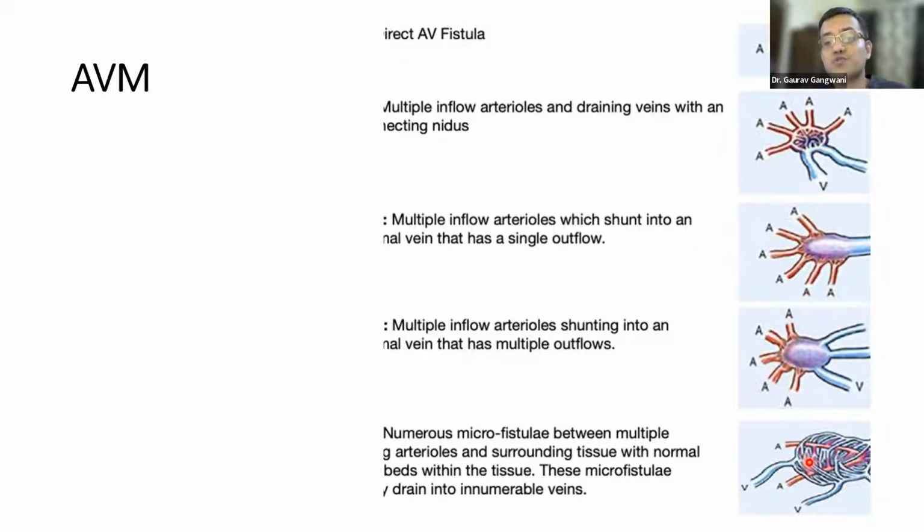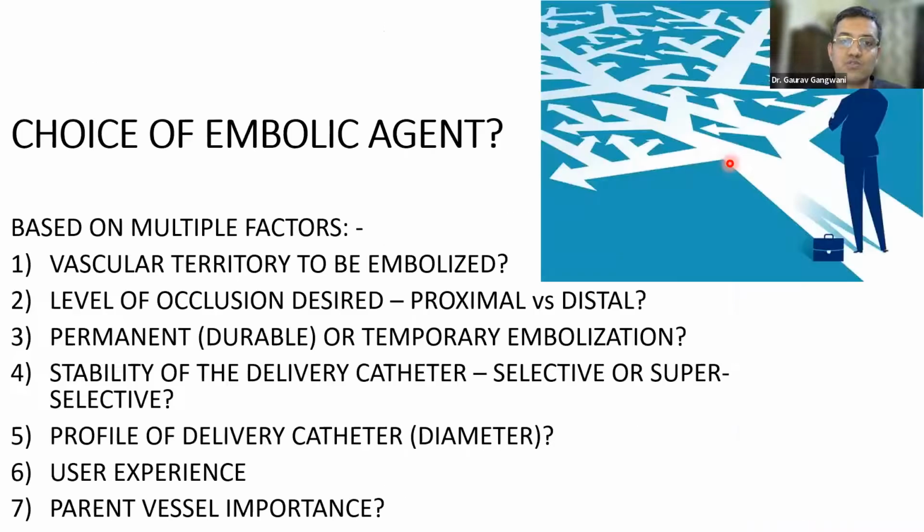And type 4, the most complex one, where the nidal vessels as well as the normal capillaries are intermixed. These are the most difficult ones, because if you embolize the normal capillaries, you are going to end up with non-viability of the end tissue, which you don't want, the normal tissue. So it's a very complex entity, and it has its own measures and own principles for treatment. As we go through the embolic agents on a case basis, we will go through them.